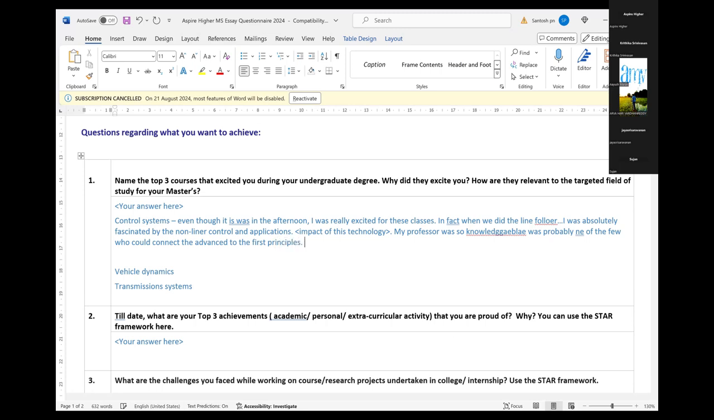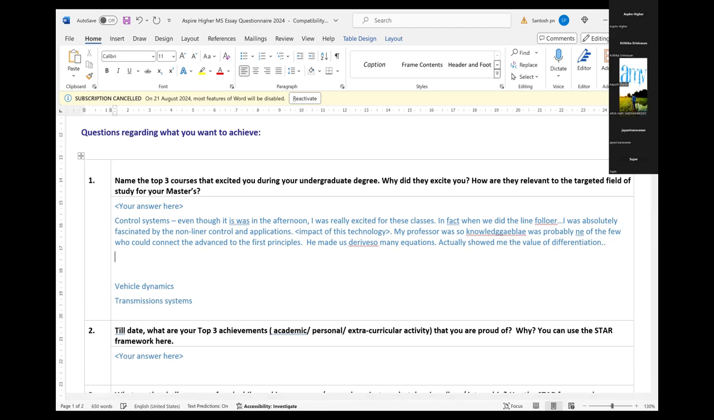Honestly, he was the one, he made us derive so many equations and other things, right? And actually showed me, literally, he was the guy who showed me the value of the differentiation and everything else. Otherwise, I was like, why the hell do we read all that and so on? Okay. Did you see how I'm using ChatGPT, everybody?